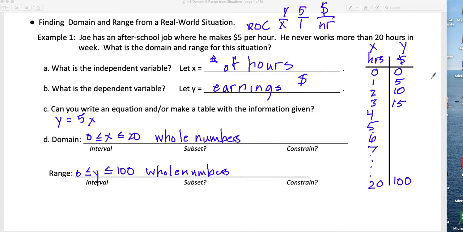But this time I have a constraint. 0, 5, 10, 15, and so on. Everything that's in between here, these are multiples of 5. Is this easier than you thought it would be?